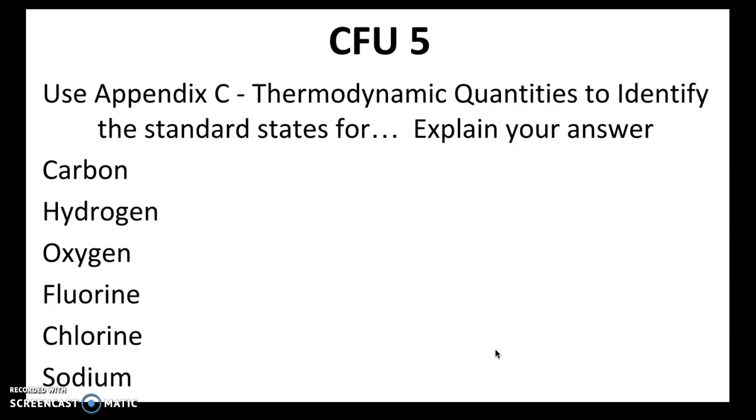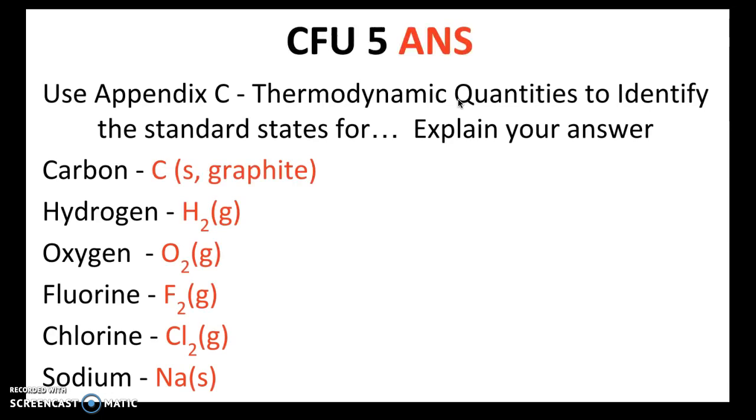All right, you're going to try this with CFU 5 using the appendix. You're going to look for carbon, hydrogen, oxygen, fluorine, chlorine, and sodium. Identify these elements in their standard state, and you're going to use the thermodynamic quantities to help you do that. So you should be looking for delta G and delta H of formation equal to 0. Okay, so here is the answer. Again, the way that you would find that is if you look in the table, if the delta G and delta H of formation are equal to 0, then those are elements in the standard state.